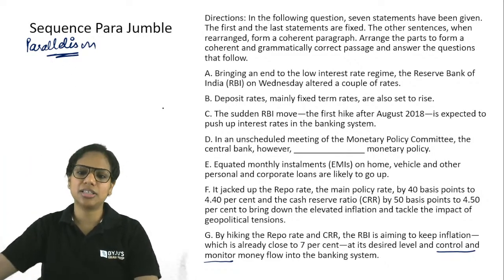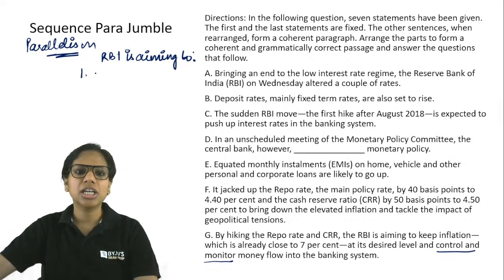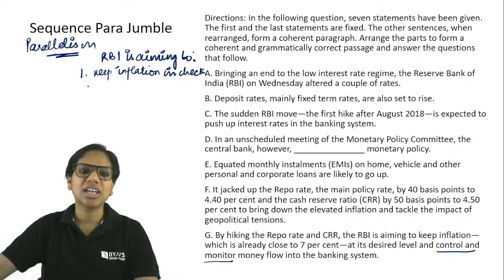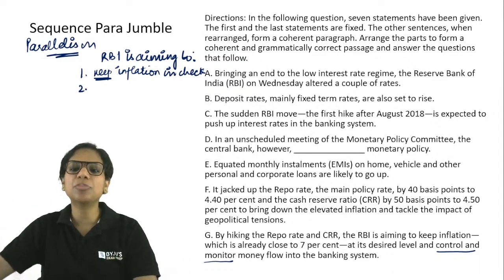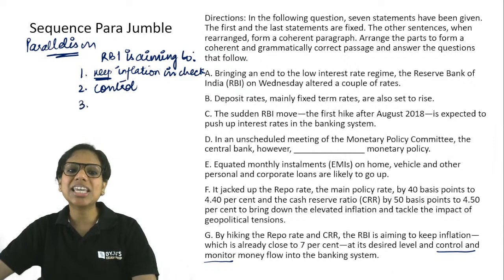So break the sentence. RBI is aiming to. It is aiming to do multiple things. What all? First, keep inflation in check. Keep inflation at the desired level. Shorter. 2. Keep inflation. Did I write keeping inflation? No, RBI is aiming to keep inflation. RBI is aiming to control money flow. RBI is aiming to monitor money flow.